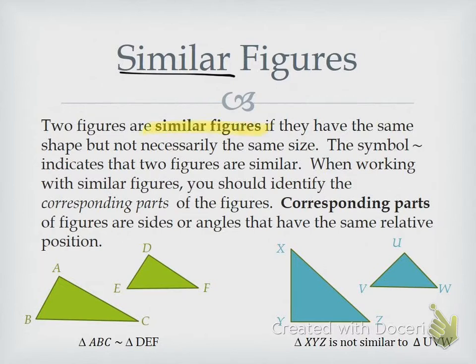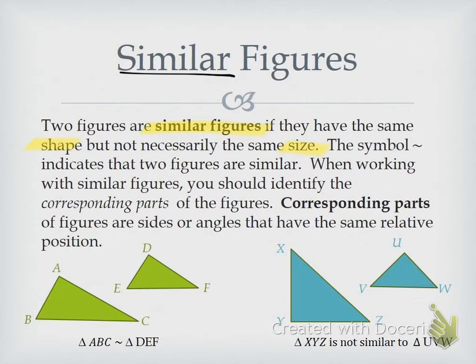Two figures are similar if they have the same what? Shape, but not necessarily the same size. So they could be larger or smaller, but they are the same shape. Look at the two comparisons underneath. We see that the green triangles, yes, are similar.